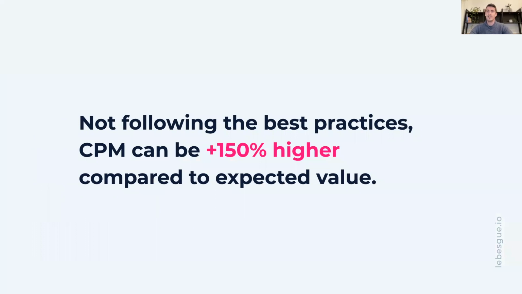So in total, for this CPM portion of our webinar, if you're not using the best practices, your CPM can be even up to 150% higher compared to the expected value that we're seeing for businesses that are in e-commerce and on Shopify. So I would really be focusing on lowering the CPM as much as possible, because 150% higher CPM can lead to 150% higher CAC, which is something that no e-commerce business wants to see. You want to have the lowest possible CAC that you can when you are running your ads.